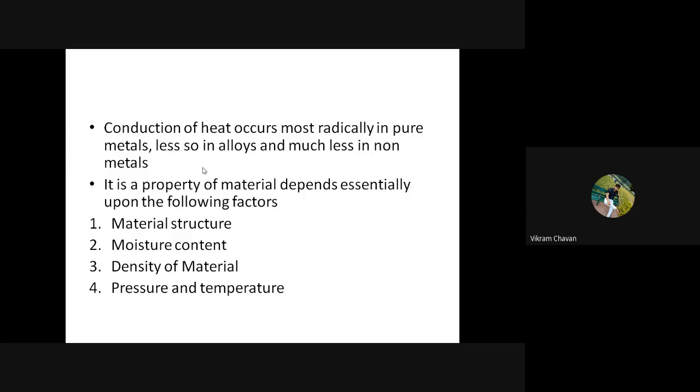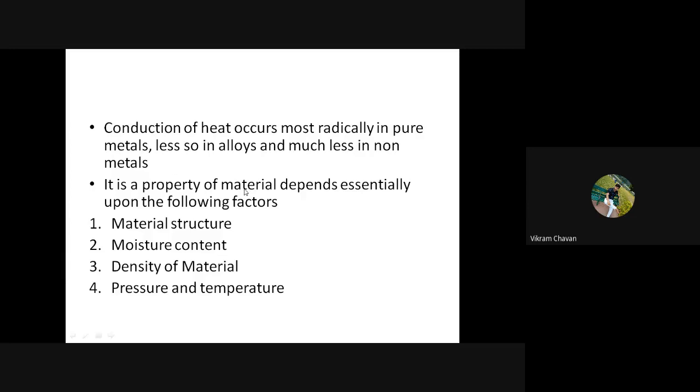So the conduction of heat occurs most readily in pure metals, less so in alloys, and much less in non-metals. In non-metals there are no free electrons available, so the thermal conductivity of non-metals is also very low.